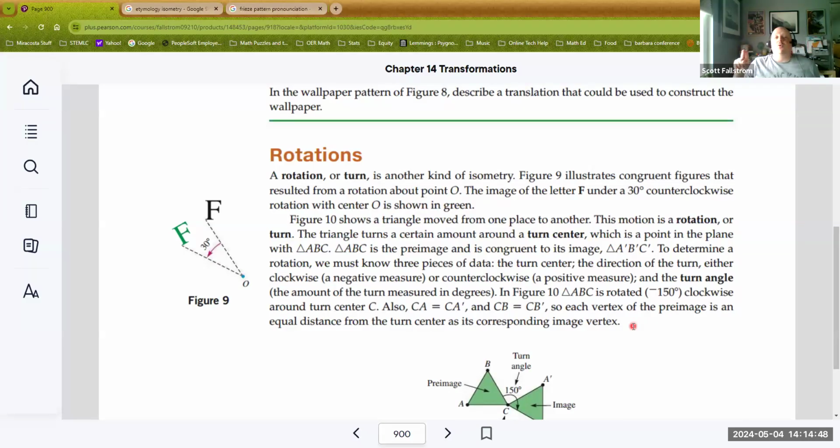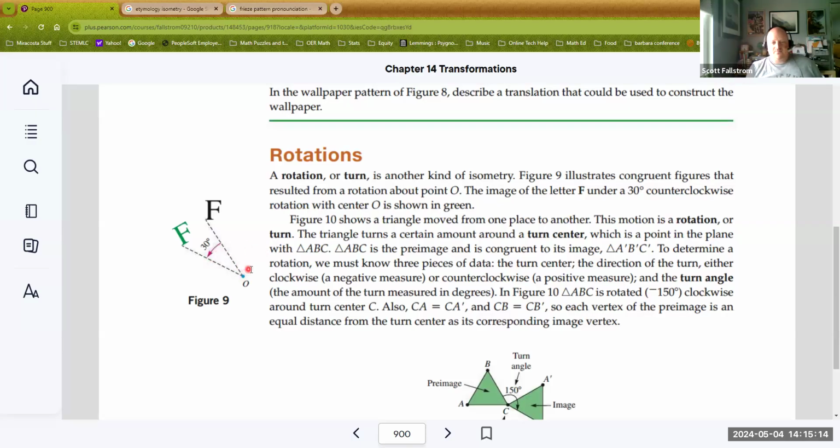Number two, rotation. Now, rotation obviously is exactly what it says. It's just a turn, it's a twist. But in order to know how it's twisting, we need to know a few things. First, we need to know where does it start, which is known as the turn center. Okay. And then we need to know the angle that it's going. And we also need to know which direction is that angle, because you could go 30 degrees clockwise or 30 degrees counterclockwise.